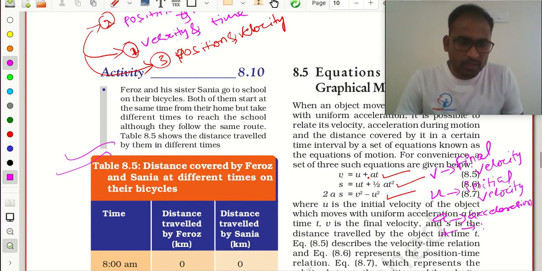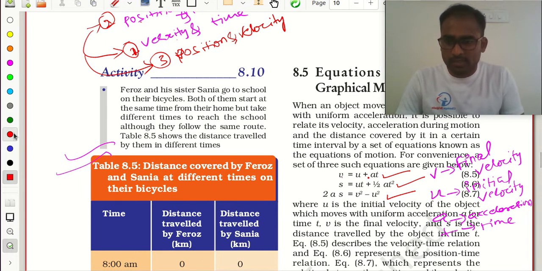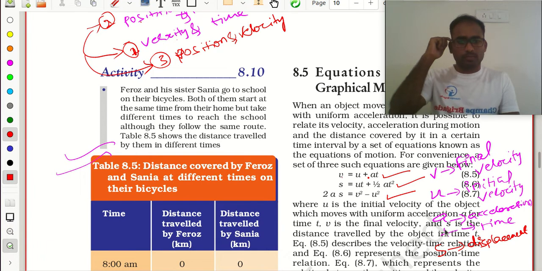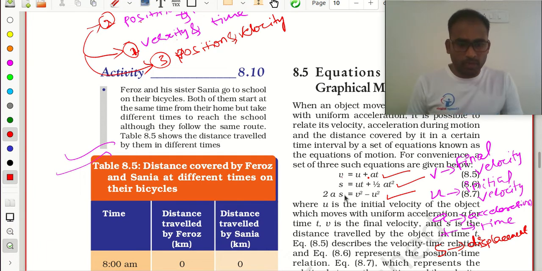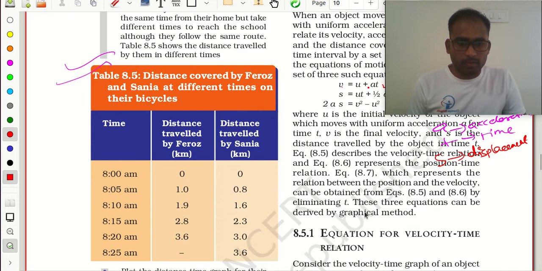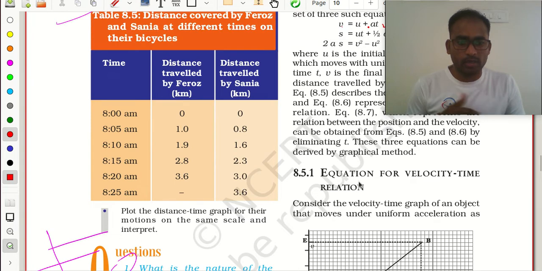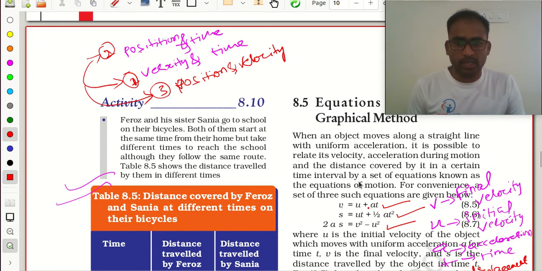T is time. And what is S? S is a displacement. Clear? We covered all the parameters now? Okay. Next, I will explain the velocity and time.